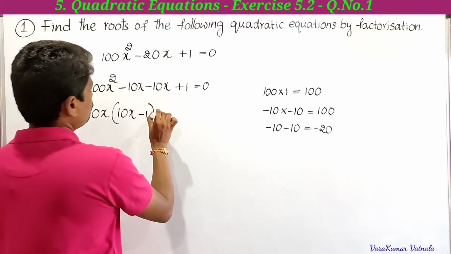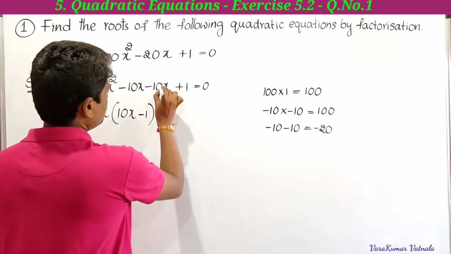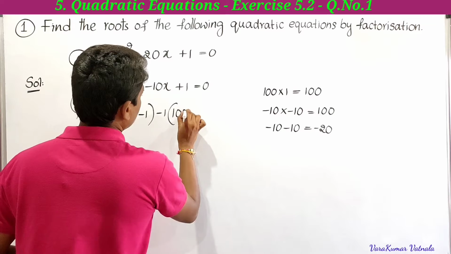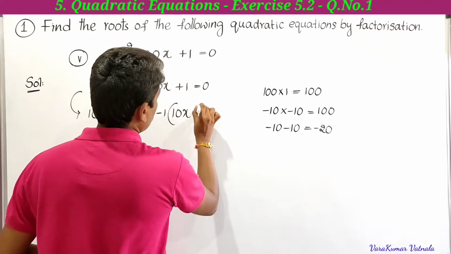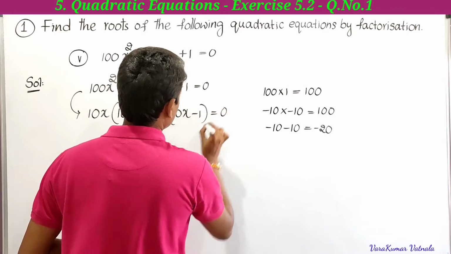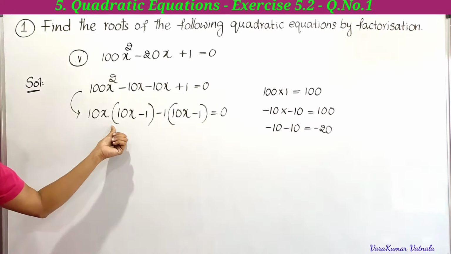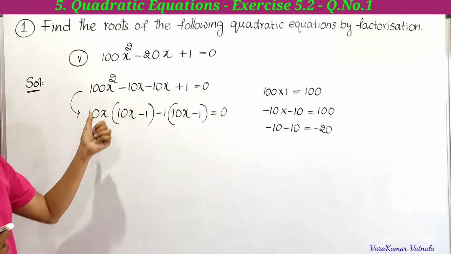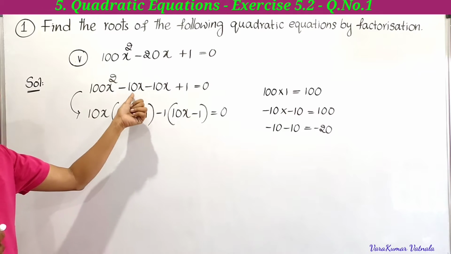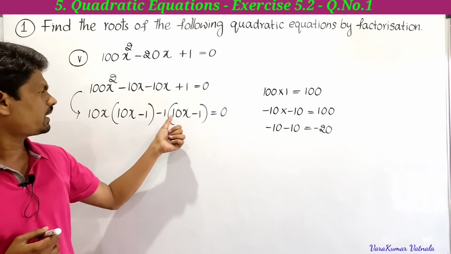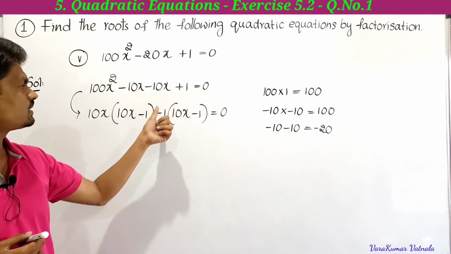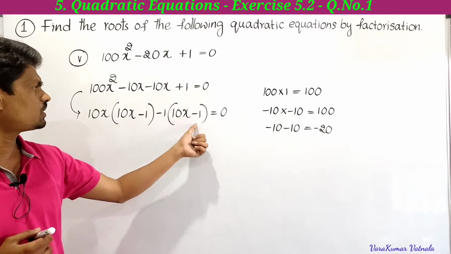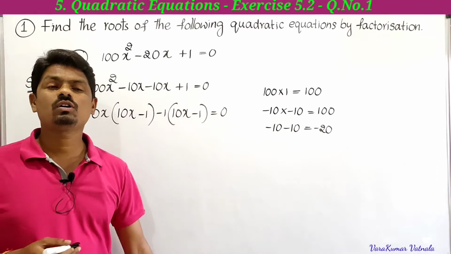So in these two, what is common? Minus 1 is common. So here we get 10x, here we get minus 1 is equal to 0. So just you have to understand the step. So again, if you multiply 10x into 10x, 100x square, 10x into minus 1, minus 10x, minus 1 into 10x, minus 10x, minus 1 into minus 1, plus 1 is equal to 0.